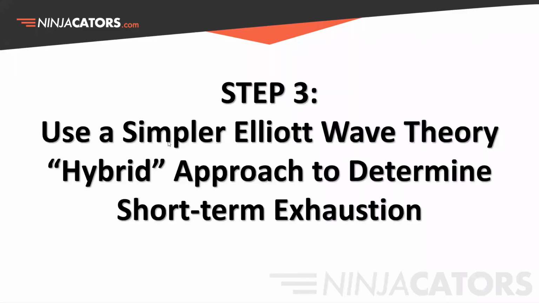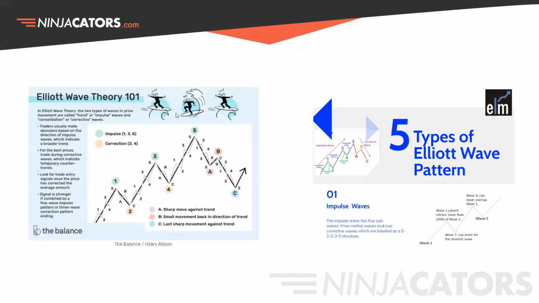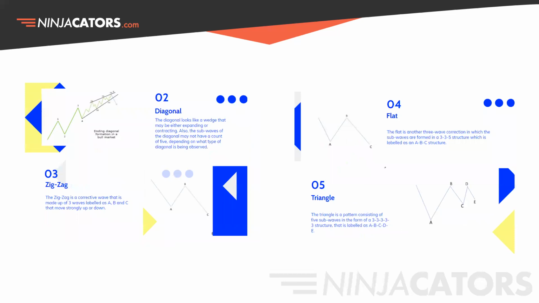Step 3, it uses a simpler Elliott Wave theory, more or less hybrid approach to determine short-term exhaustion. Okay. If you do a little research on Elliott Wave, you'll find that there's specific unbreakable rules about impulse waves. It says, for example, if one rule is violated, this structure is not an impulse wave, yada, yada, yada. And apparently, I didn't know this, apparently, until the other day, there's 5 types of Elliott Wave patterns. Okay. Not only are there impulse waves, diagonal patterns, zigzag patterns, flat patterns, triangle patterns.